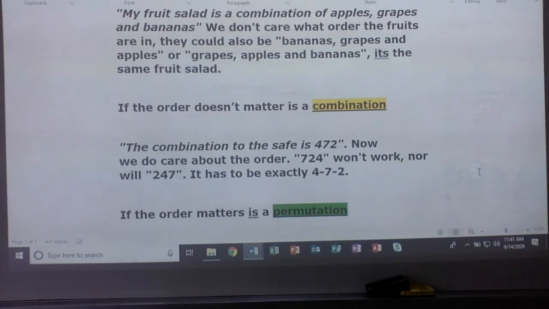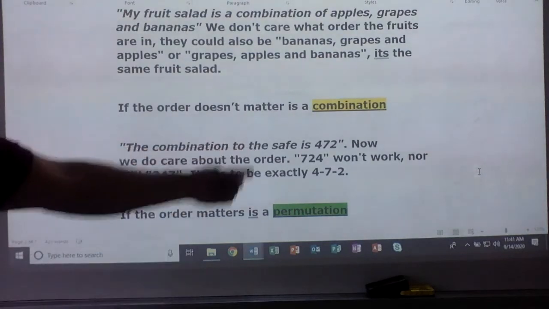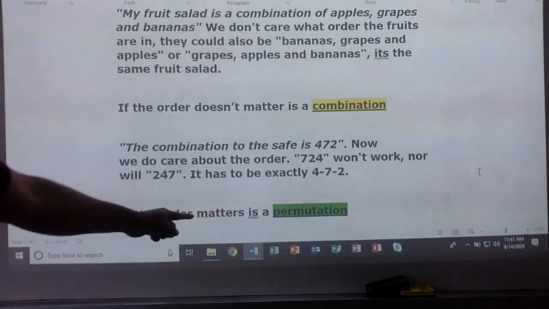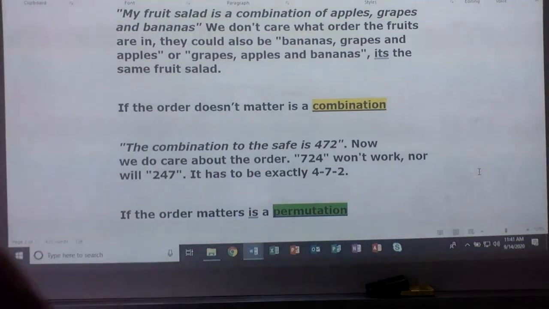A combination, for example, to a safe. If the number is 472, I bet you that if you try 724, it will not work. All this time we thought it was called a combination, but in reality, in math, it's called a permutation. Why? Because the order matters. Even in the password of your computer, your phone, if you don't put in the right numbers in the right order, it will not open. So that's why it's called a permutation.